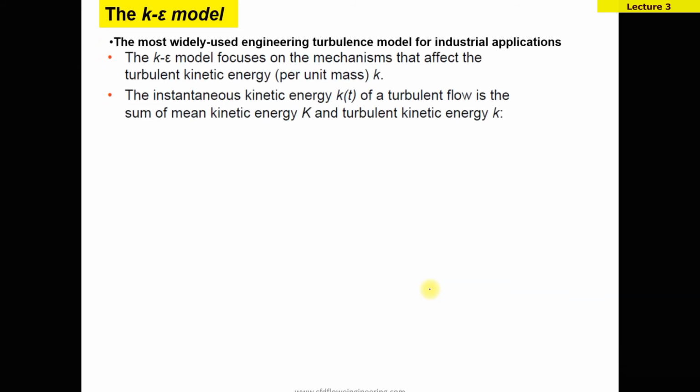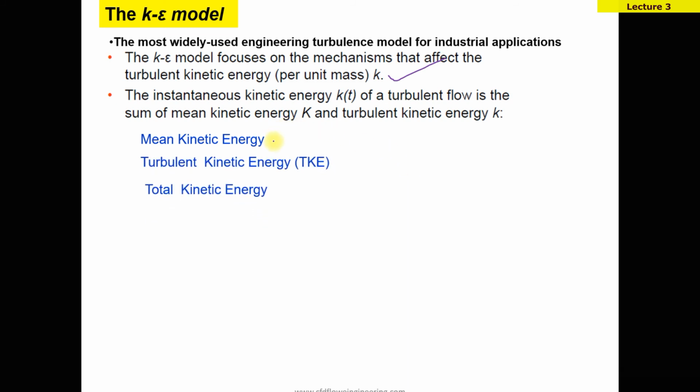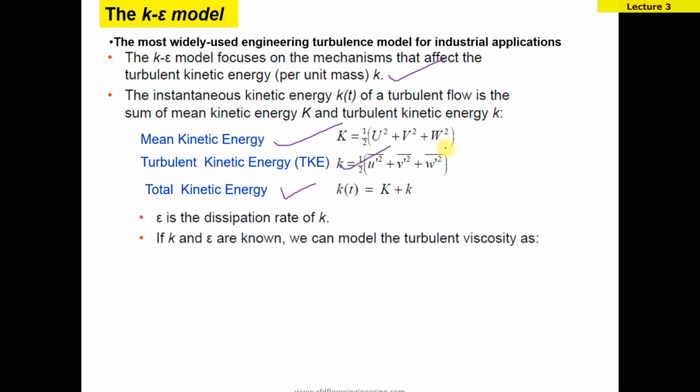The k-epsilon model is popular in industry. Here, the turbulent kinetic energy equation is solved. There are mean kinetic energy, turbulent kinetic energy, and total kinetic energy. Mean kinetic energy is equal to half of the sum of the squares of the average quantities. Turbulent kinetic energy is half of the average of the fluctuating quantities squared, and total kinetic energy equals mean kinetic energy plus fluctuating energy. Whatever total kinetic energy is dissipated into viscous dissipation, that term is called epsilon.